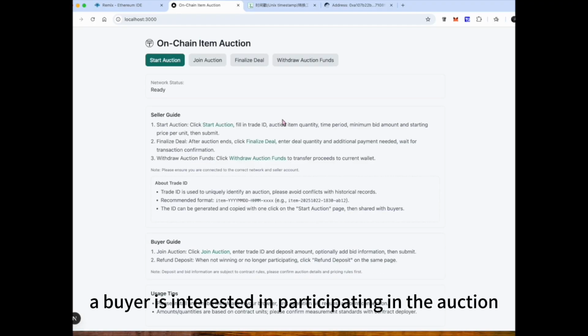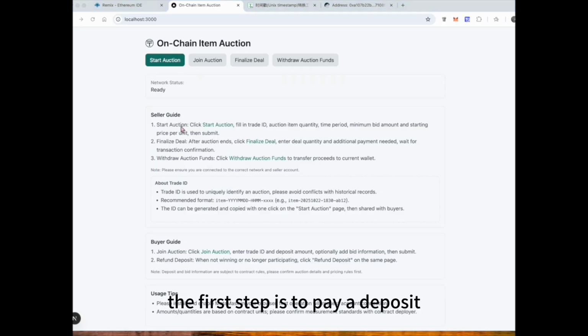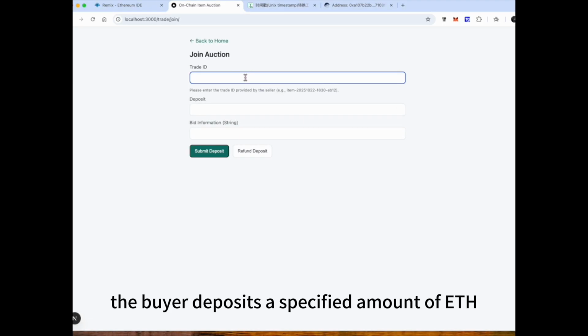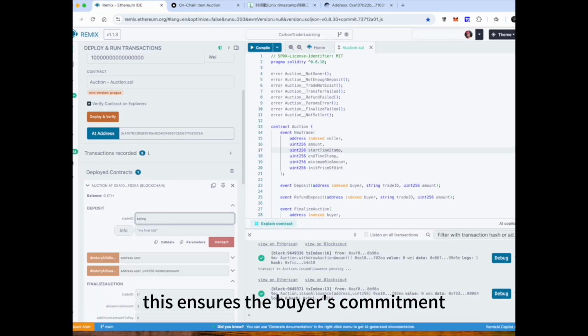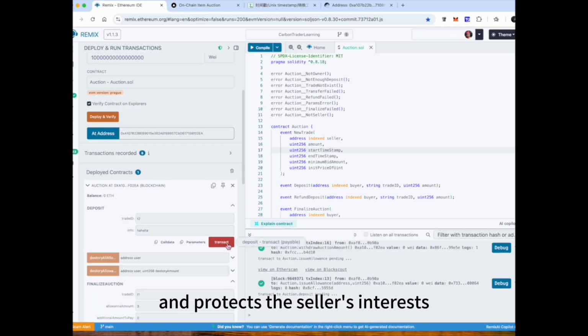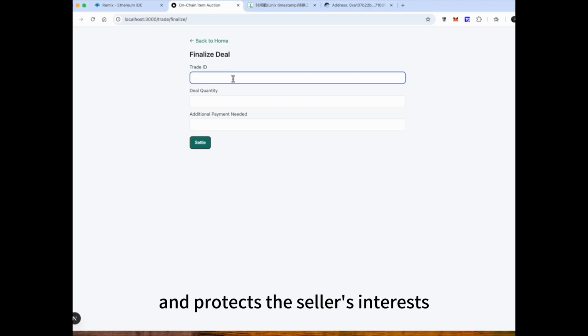If a buyer is interested in participating in the auction, the first step is to pay a deposit. The buyer deposits a specified amount of ETH into the contract and submits their bid information at the same time. This ensures the buyer's commitment and protects the seller's interests.